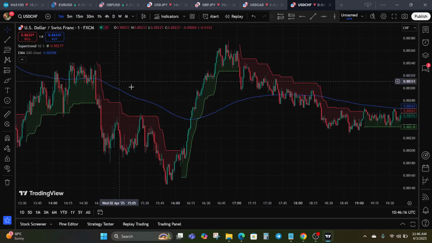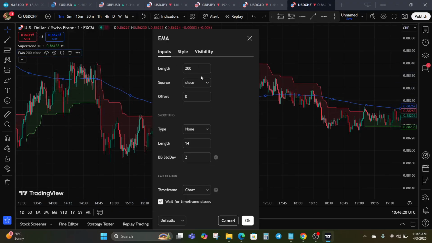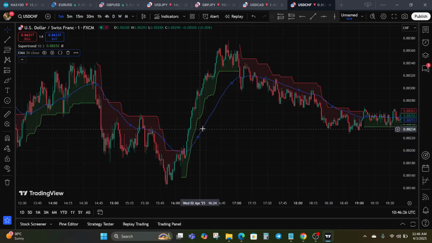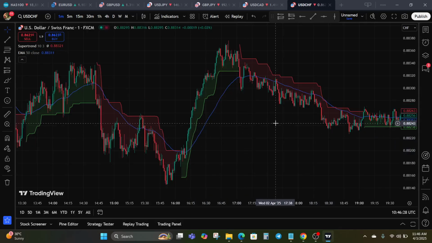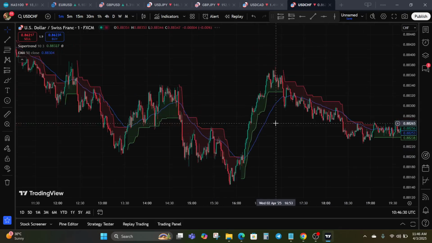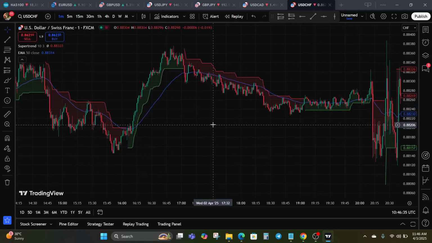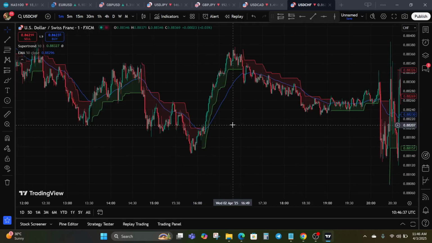But the length of the EMA still depends on you. You can decide to use the 50, for example, if you want faster confirmations. But if you want more valid confirmations, you can use the 200. It's just that, if you're using 200, if the trend is not long enough, you might not be able to take a lot of pips from that trend.